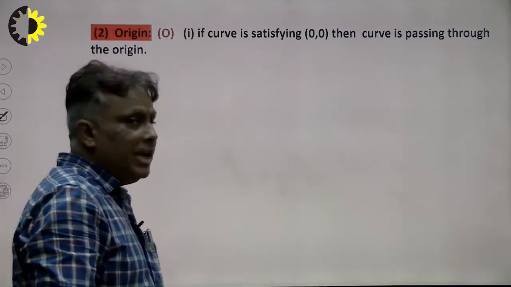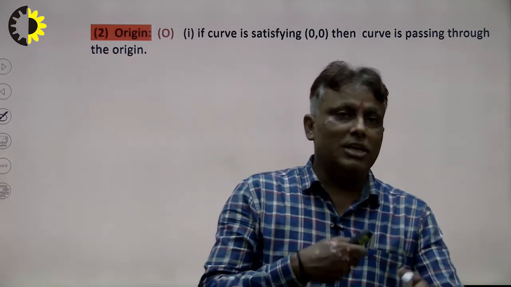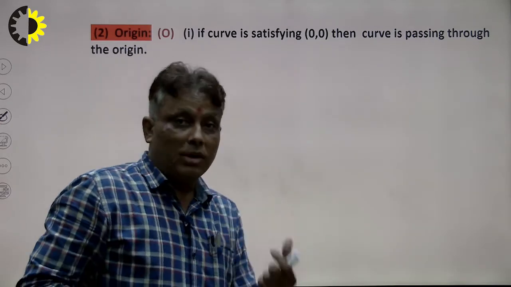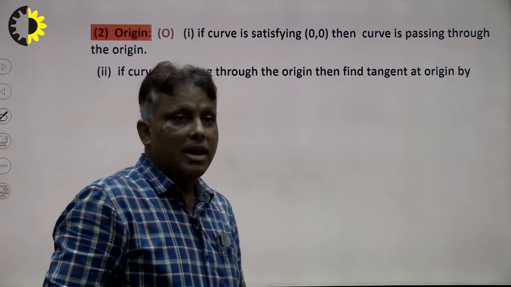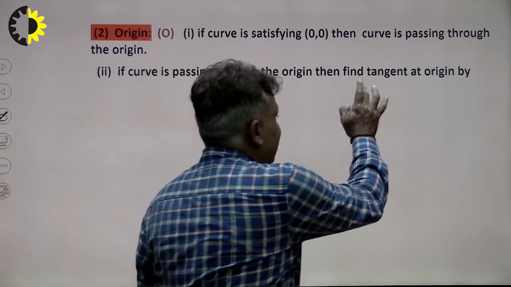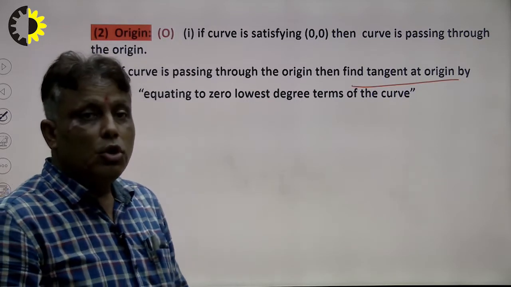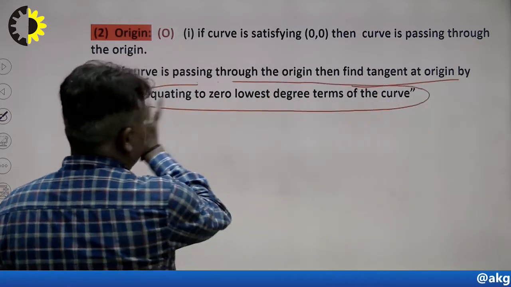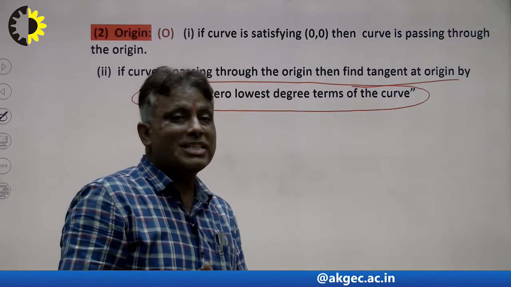Now if the curve is passing through the origin, we calculate the tangent at the origin, right? And for the tangent at the origin a new method arises here, which is very important and easy, and we can calculate in minimum time. How? I discuss here. If the curve is passing through the origin, then find the tangent at the origin. How to calculate the tangent at any point? There is a very easy method: equating to 0 the lowest degree terms of the curve. That is the most important line, and students, watch very carefully, this will help to calculate in minimum time.